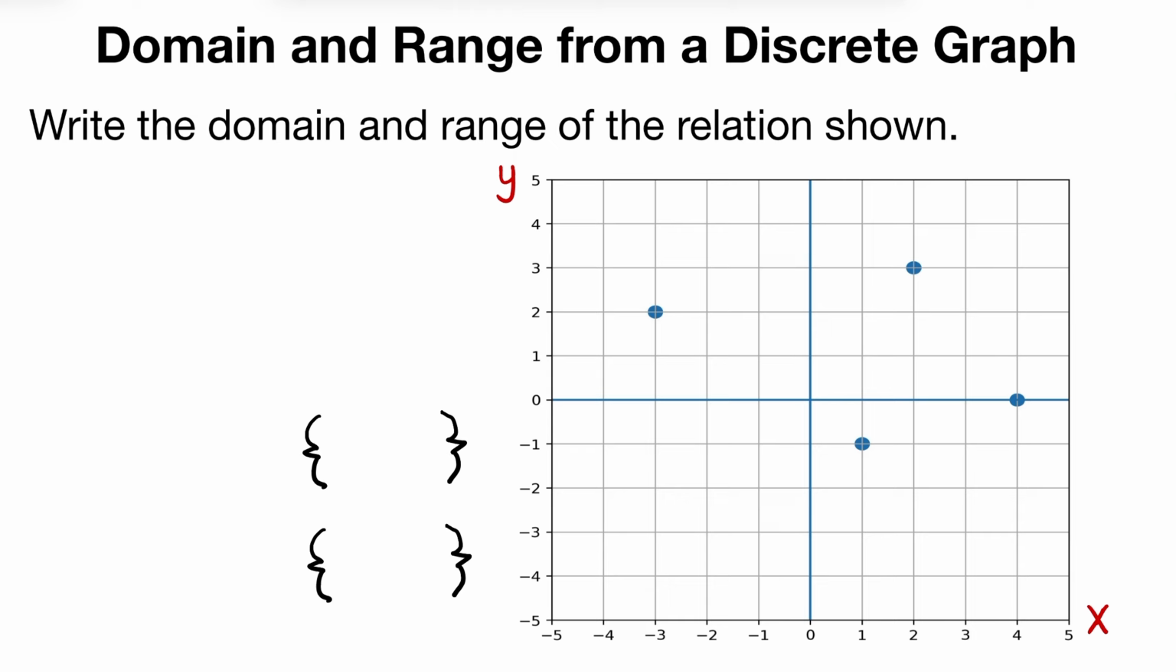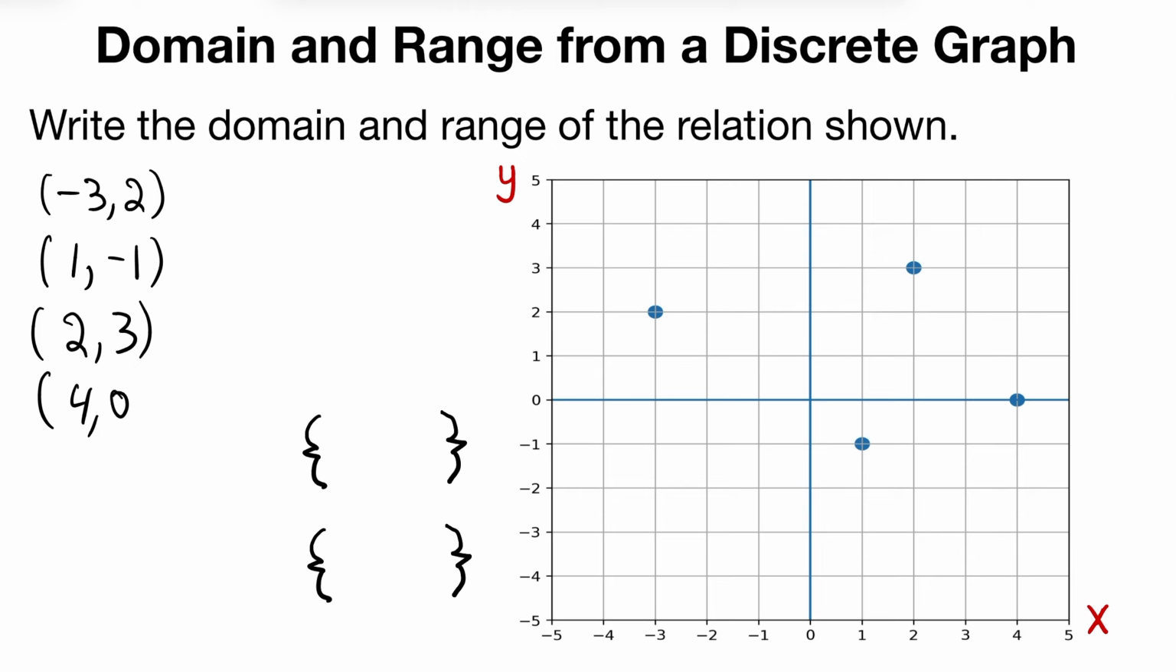So again, that is -3 and 2. And then there's 1 and -1. Next, there's 2 and 3. And finally, there is 4 and 0. So each point is written as an ordered pair, as you can see here. Now, the first number is the x value. The second number is the y value.